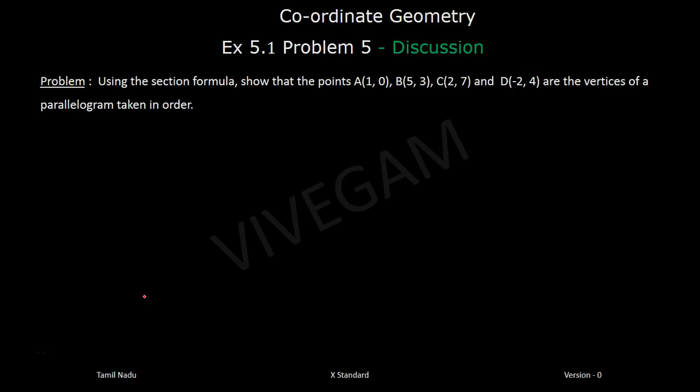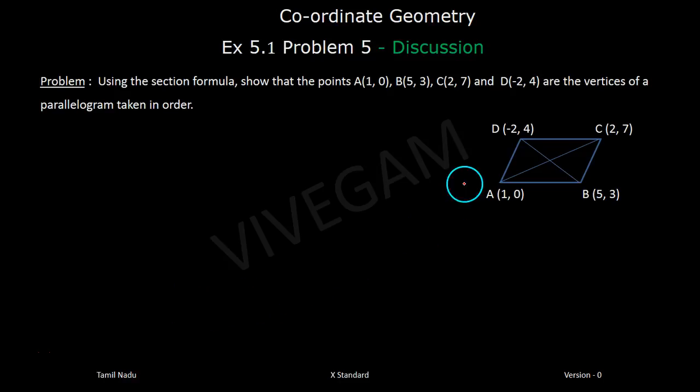So let's draw the figure. The key point is "taken in order". Which means once you take A(1,0), you have to go either clockwise or anti-clockwise through all the other points: A, B, C, D. You can't put A here, B here, and C here, D here. It has to go either in a clockwise or anti-clockwise direction: A followed by B, B followed by C, and then D. Here I am doing it anti-clockwise: A, B, C, D. This is what they mean by taken in order.